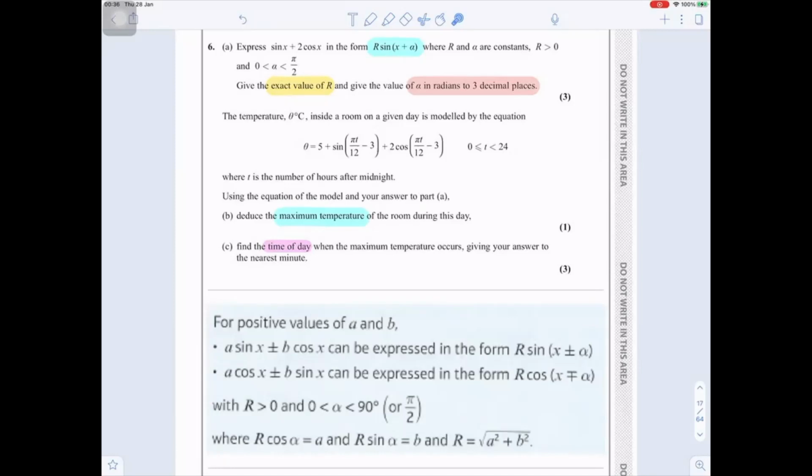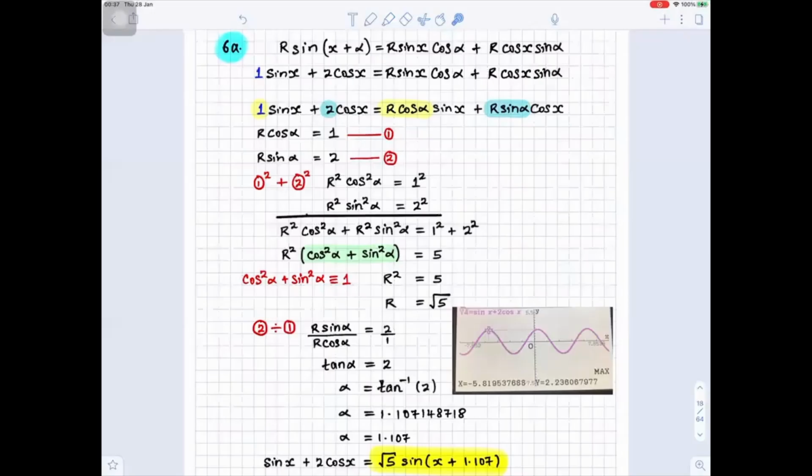So a sin x plus or minus b cos x can be expressed in the form r sin(x plus or minus alpha). So we're going to use this first one to help us do question 6. For question 6a, we will write r sin(x plus alpha) as r sin x cos alpha plus r cos x sin alpha. Now, when we compare 1 sin x plus 2 cos x, we compare it with r sin x cos alpha and r cos x sin alpha.